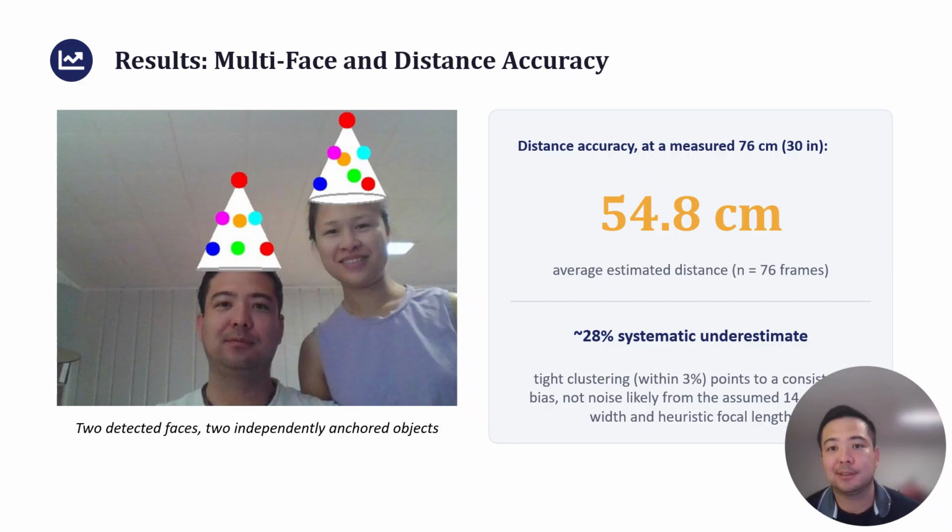Additionally, since the readings were so tightly clustered, that's not random noise. It's a consistent, systematic bias. That points to my assumptions. The average facial width and the approximated focal length do not match my actual face and the camera.